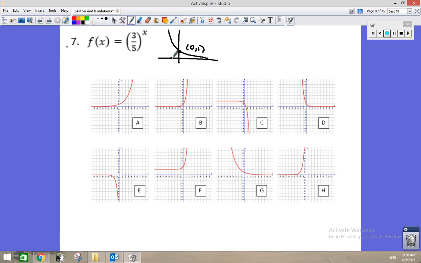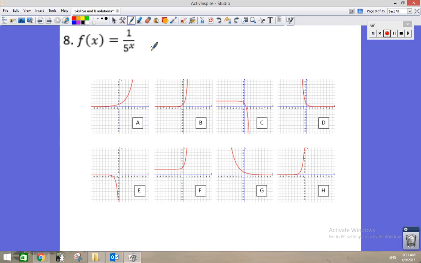If we plugged in a negative 1, f evaluated at negative 1 would be 5/3. And that's a little bit less than 2, because 6 divided by 3 is 2. So if I look here at G with this negative 1, it looks to be approximately 2, a little bit less than 2 right there. So I believe that because this is decreasing, and see, this one's too steep right there, it has to be G. Alright.